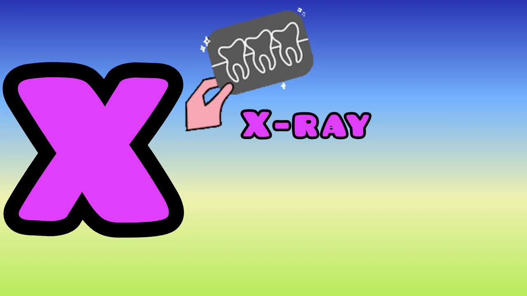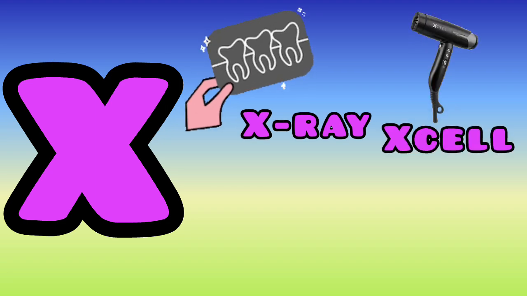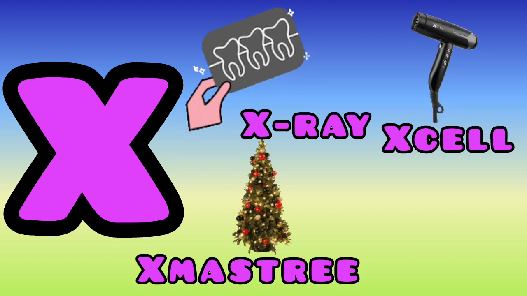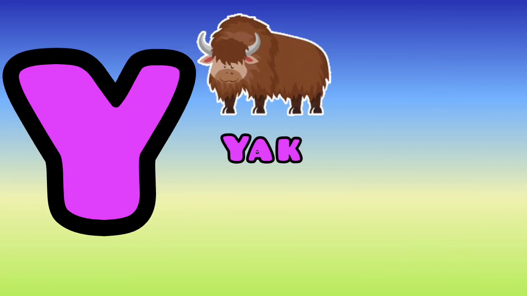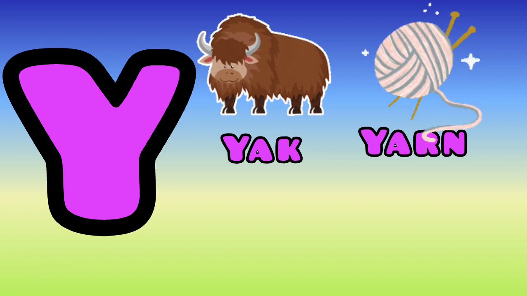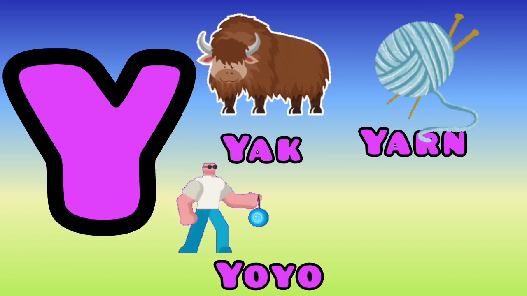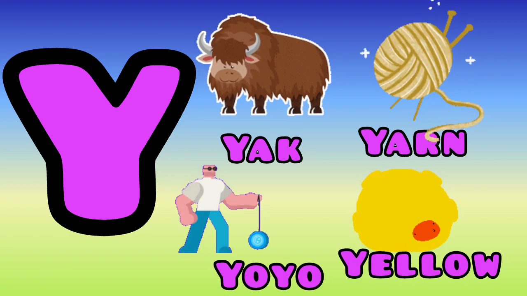X. X for x-ray. X for Excel. X for Xmas tree. X for box. Y. Y for yak. Y for yarn. Y for yo-yo. Y for yellow.